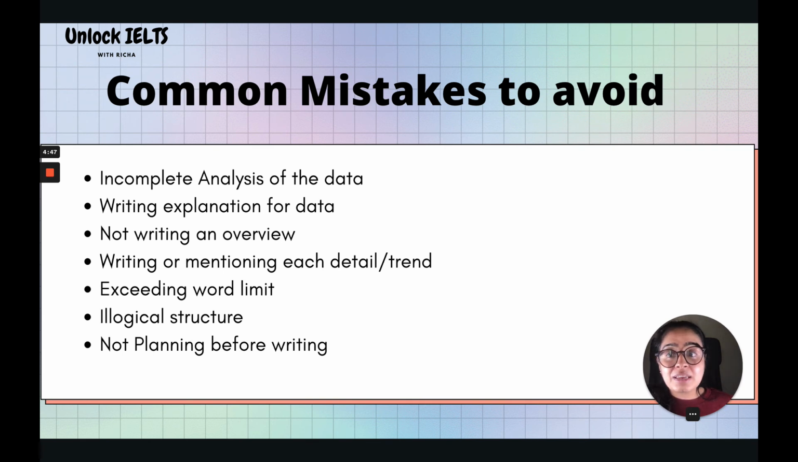The third mistake is that you forgot to write the overview paragraph. It's very important that you should write the overview paragraph either after the introduction paragraph or at the end of the summary. Next mistake is that you end up writing each detail or each trend mentioned in the graph. I have already highlighted that you are only required to pick 2 or 3 main trends in the whole graph, and you are supposed to write in the detailed body paragraphs about that.